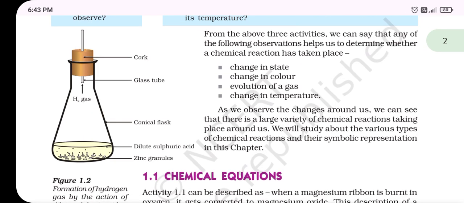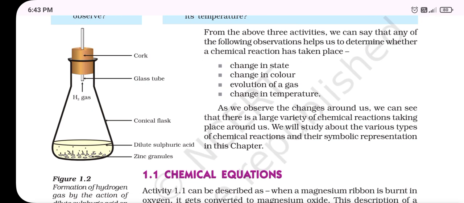From the above three activities, we can see that any of the following observations help us to determine whether a chemical reaction has taken place: change in state, change in color, evolution of a gas, change in temperature.